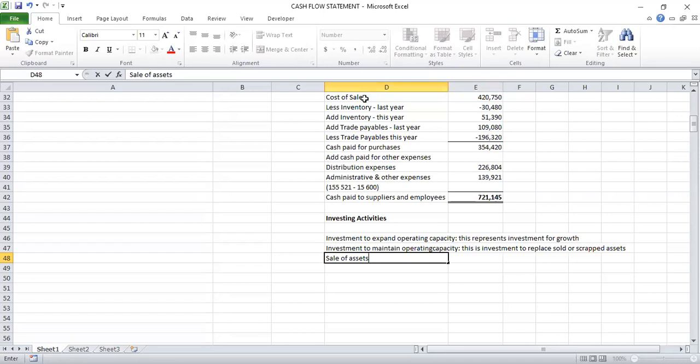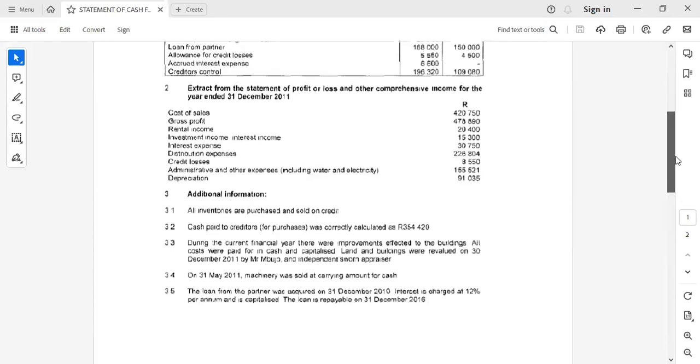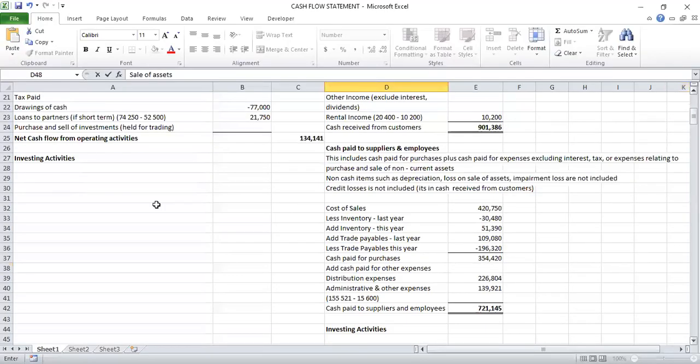All right, now let's read our information from the question that we are using. On number 3.3, during the current financial year, there were improvements. When you are talking about improvements, that's growth. Improvements erected to the buildings, all costs were paid for in cash and capitalized. Land and buildings were revalued on 30 December 2011 by Mr. Mbujo, an independent sworn appraiser. So that means they improved the building. The moment that they improved the buildings, we know that that's investment to expand capacity.